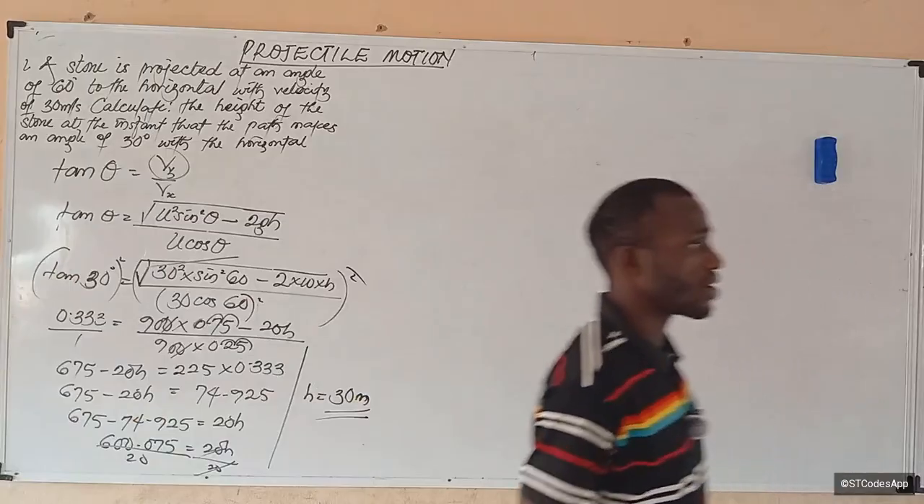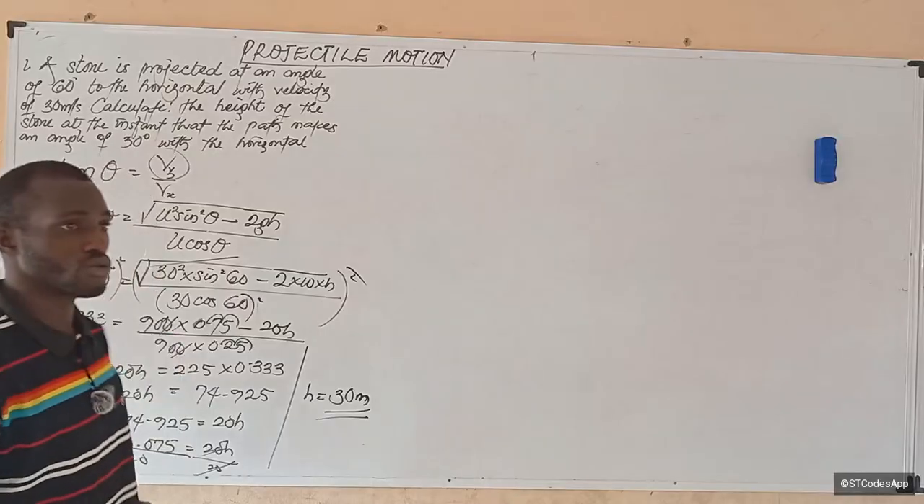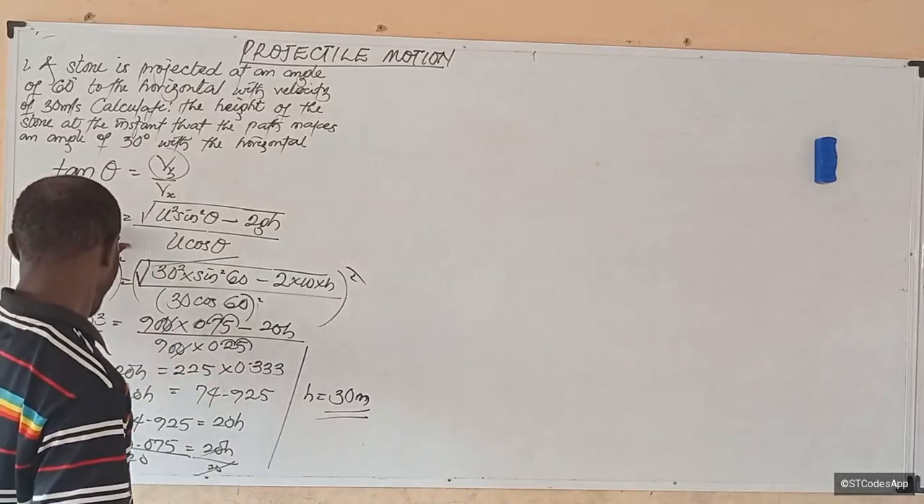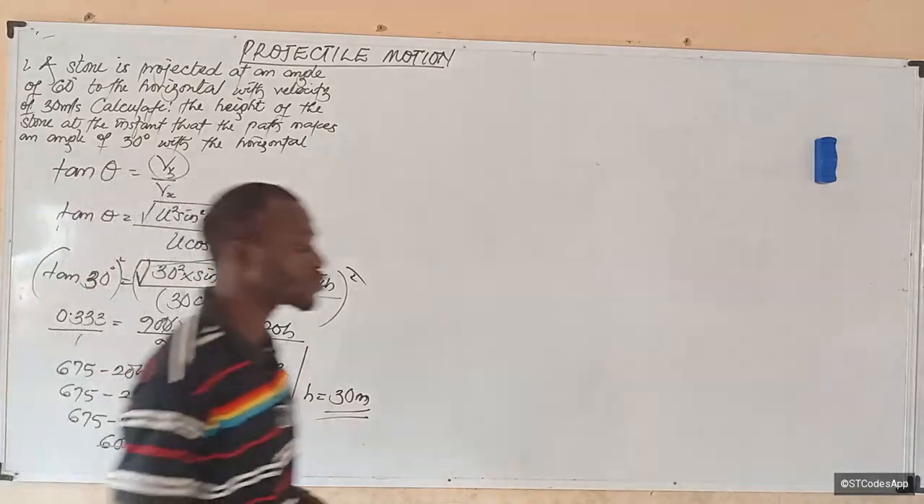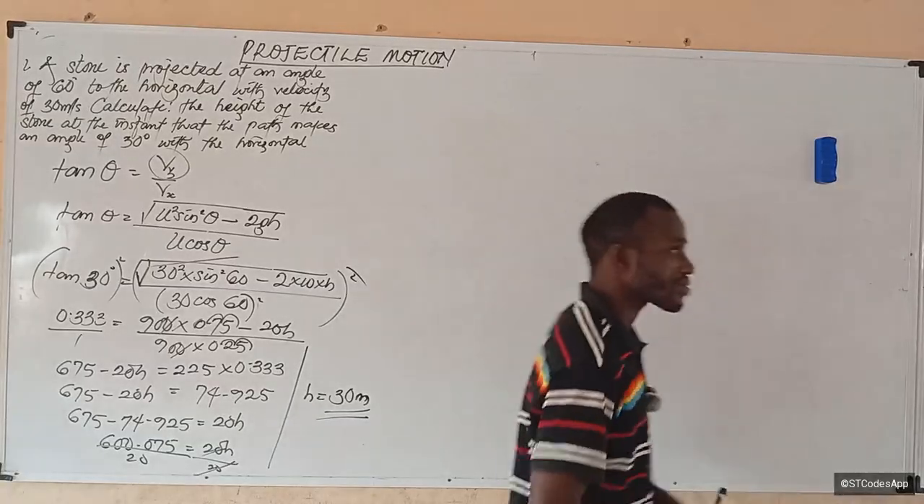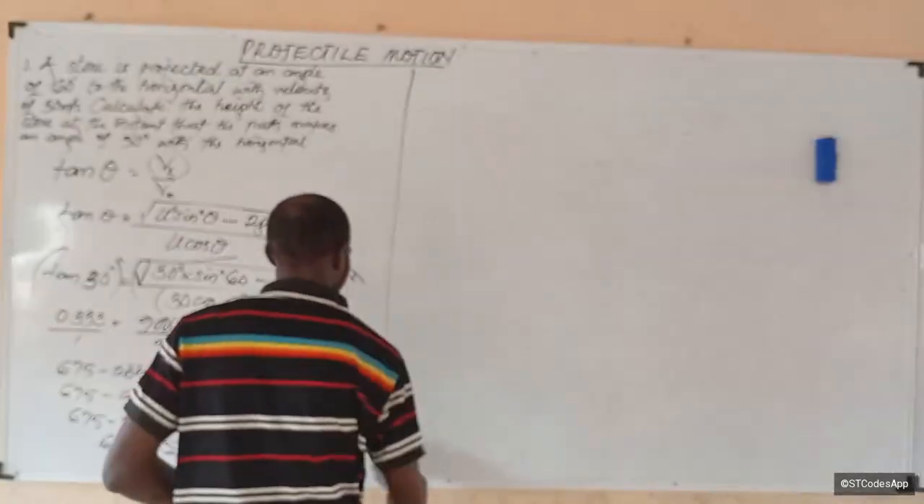Okay. Now, the next thing we want to do, so we have done this. Now let's do projectile on the cliff. We must finish everything about projectile. Is that okay? So, projectile on the cliff now.